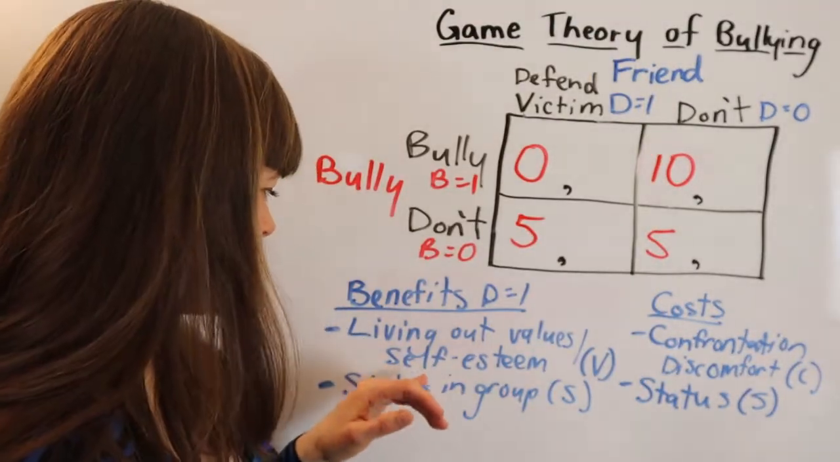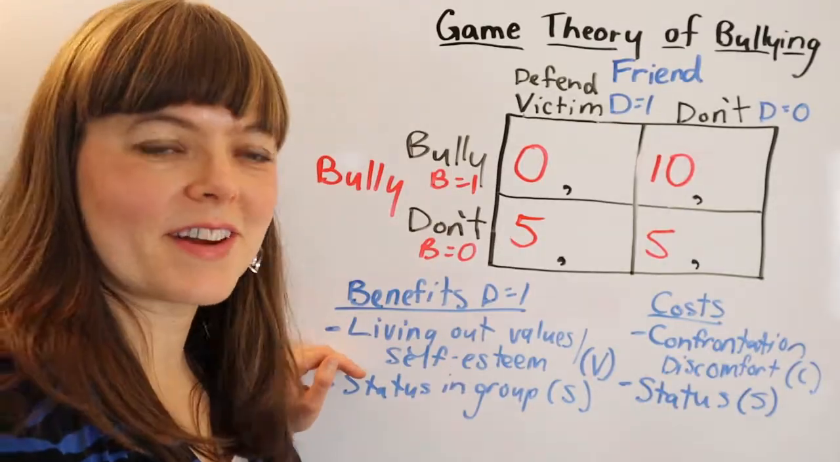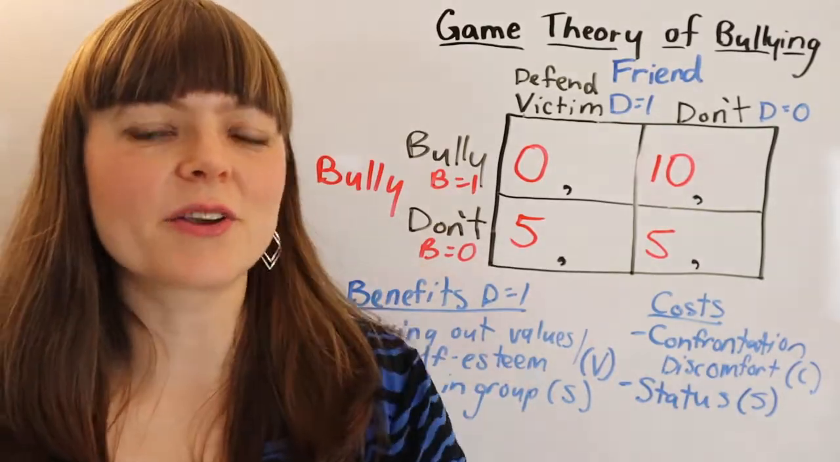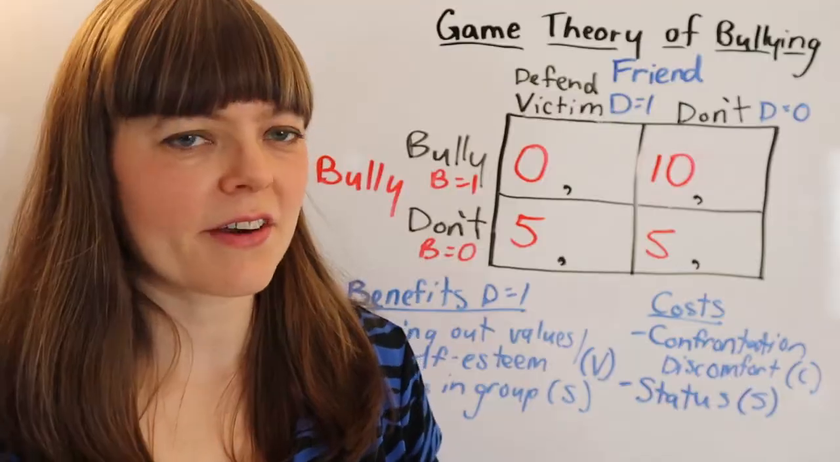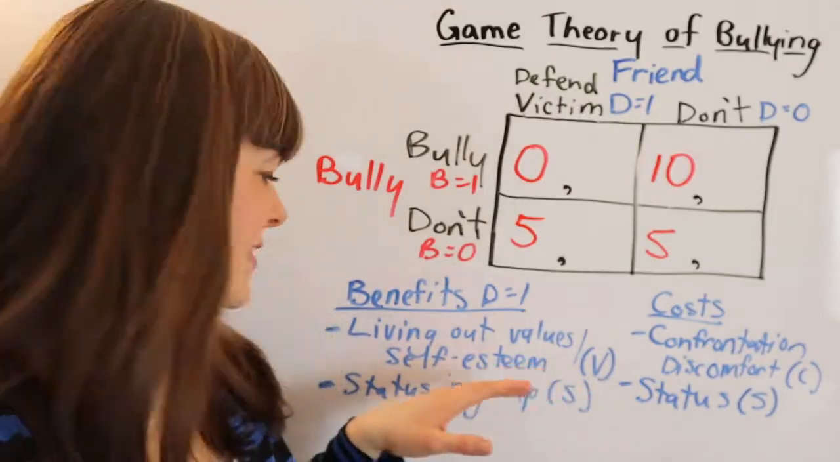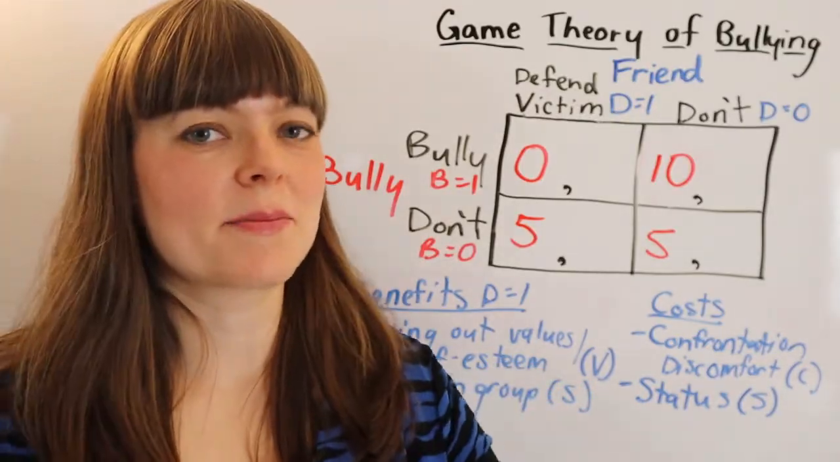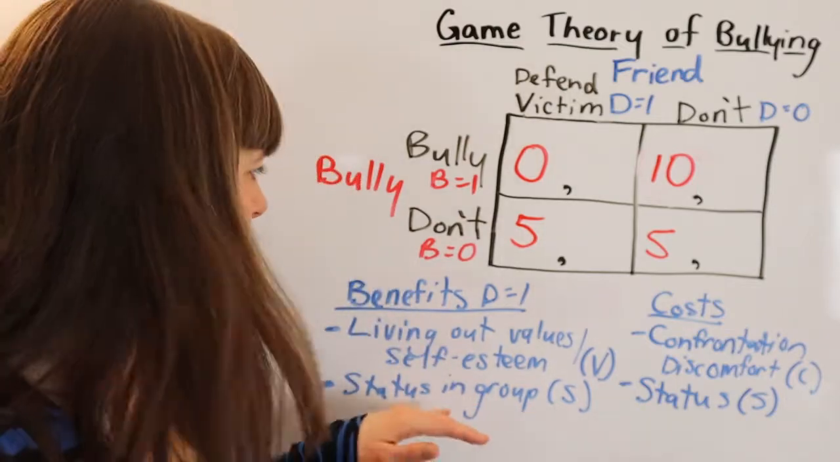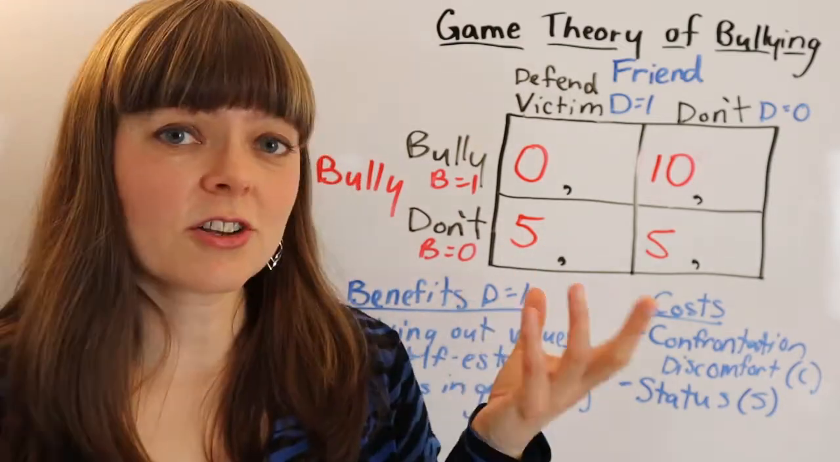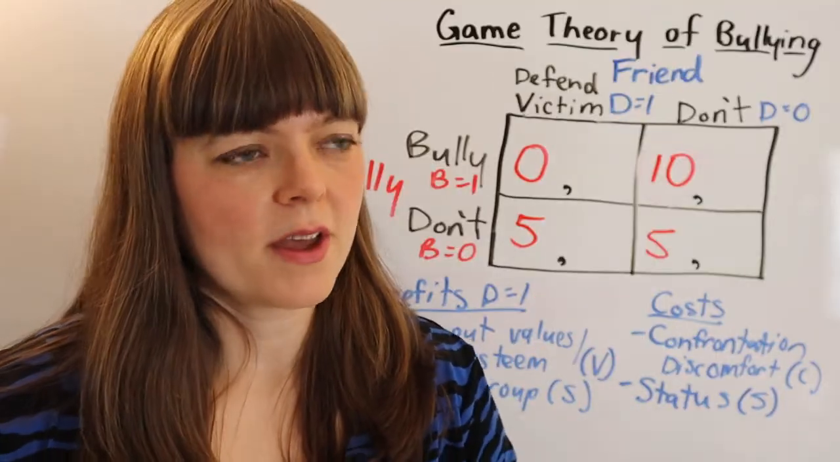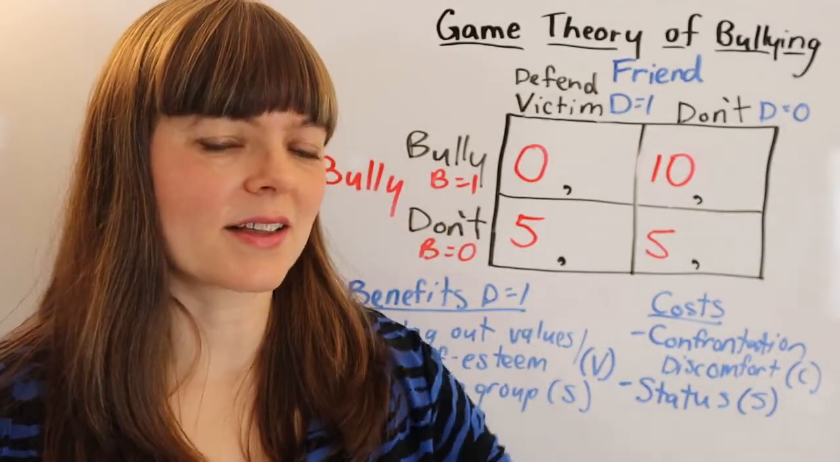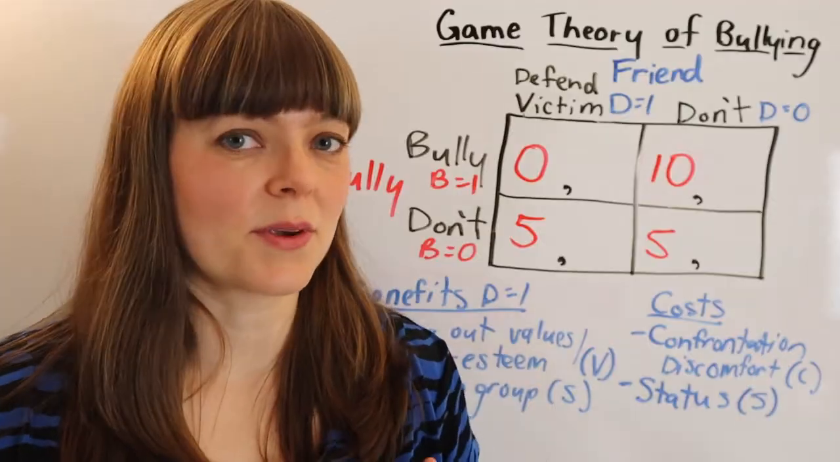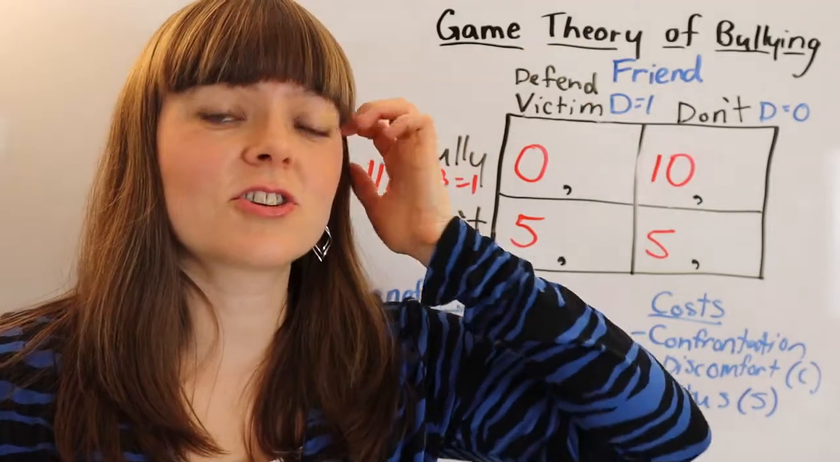Alright, so we got the benefits and the costs. The biggest benefit is going to be living out your values and knowing that you can live out your values. There's huge benefits to self-esteem if you have the ability to stand up to a bully. And there's also going to be, in both the benefits and the costs, the potential for a change in your status in the group. If you defend the victim against the bully and everyone sides with you, then you've actually increased your status in the group.